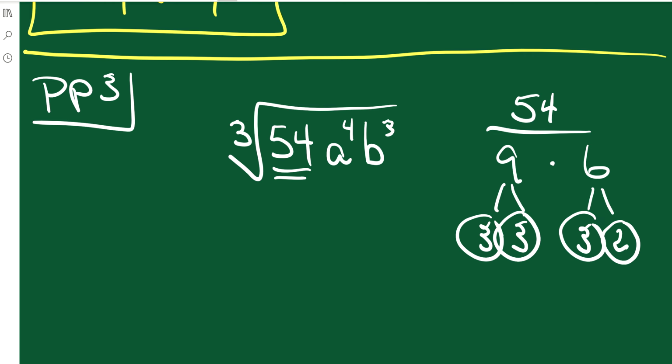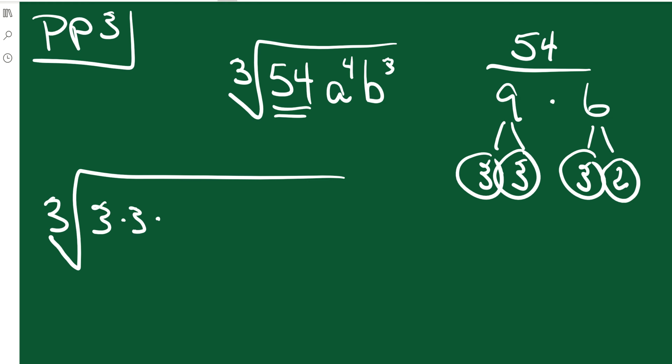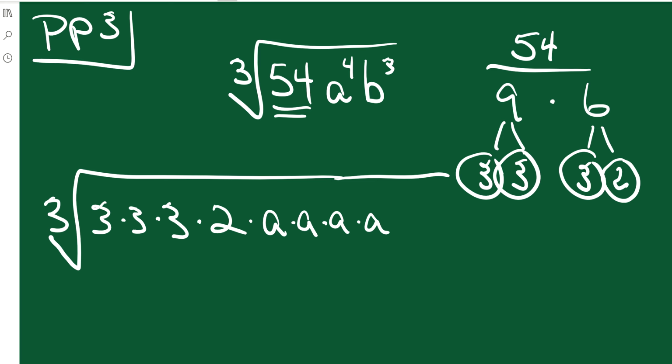Then I've got the a to the 4th and b to the 3rd, so let's have this fun here that I like having. It's going to be the cube root of these numbers: 3 times 3 times 3 times 2, which is 27 times 2. Then I've got times a times a times a times a. And then times b times b times b. So that's the extent of it.